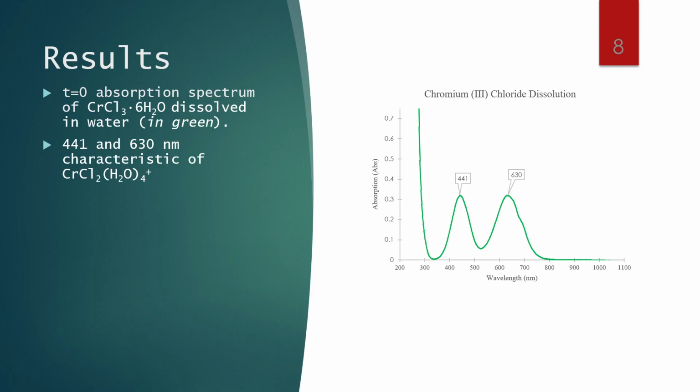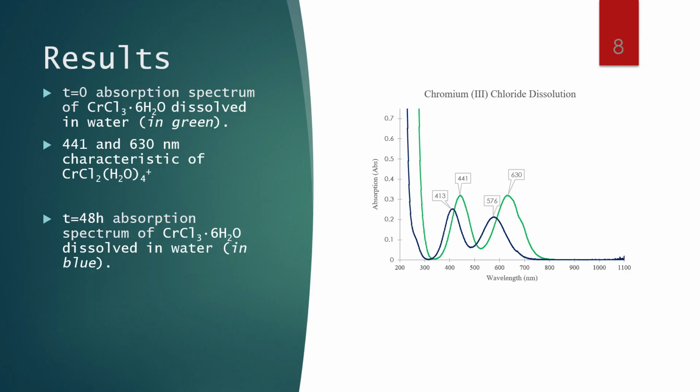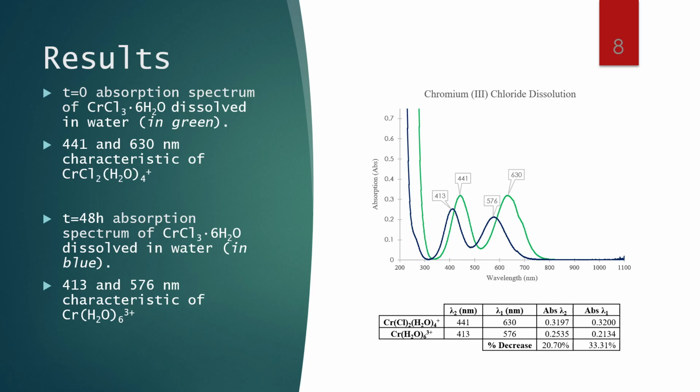After 48 hours, a UV-Vis spectrum was taken again, and you'll notice that it is shifted. That is expected as it is characterized as the hexaaqua species rather than the dichloro tetraaqua species shown in green. You'll also notice that the absorption intensity is considerably lower for the hexaaqua compared to the tetraaqua, and you might be wondering why. It is a 20 to 30% decrease as shown here.